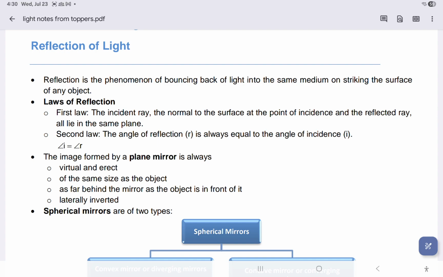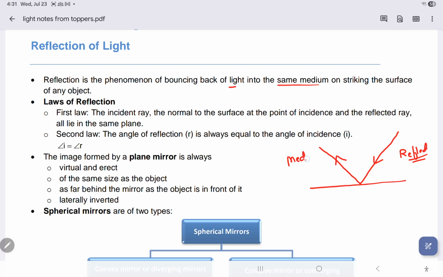So what is this reflection of light? Reflection is the phenomenon of bouncing back of light into the same medium on striking the surface of any object. For example, assume this is the plane. If light strikes this surface, the ray will be reflected back like this. This property is known as reflection.